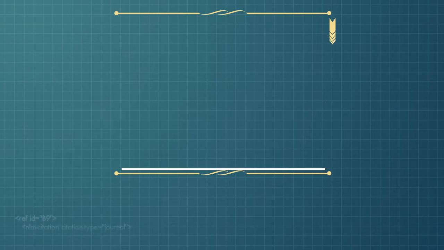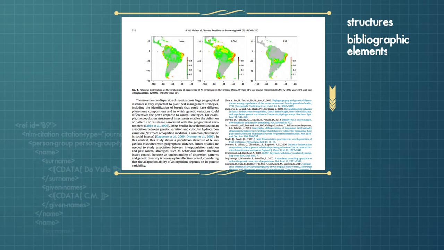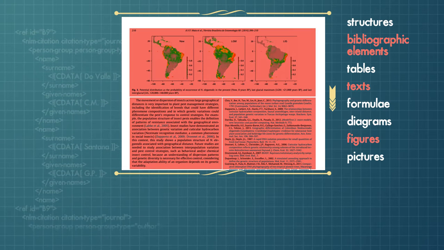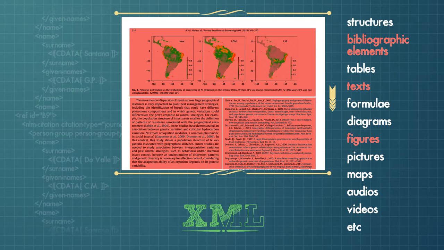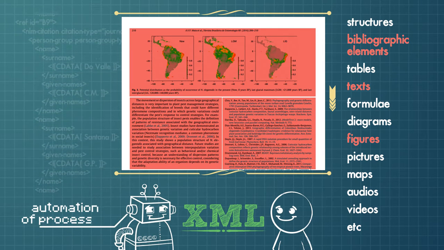journals. In addition to enriching the semantics of texts with detailed and accurate identification of structures, bibliographic elements, tables, texts, formulas, diagrams, figures, pictures, maps, audios, videos, etc. that compose the articles, XML is readable for both people and computers, enabling the automation of processes.